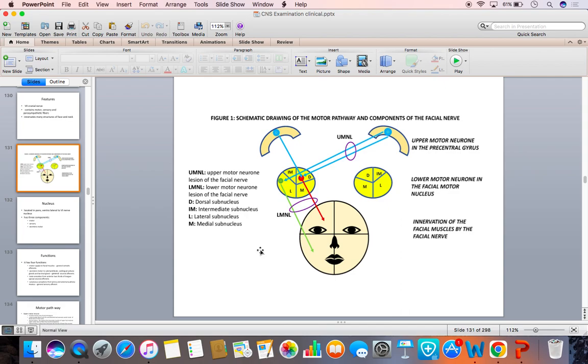Well, the lower face receives its nerve fibers from the lateral nucleus of the facial nerve nucleus in the pons. This lateral nucleus receives its supranuclear fibers from the contralateral cerebral cortex. So, with lesions of the upper motor neuron, it is the lower face that is affected, the upper face being spared.